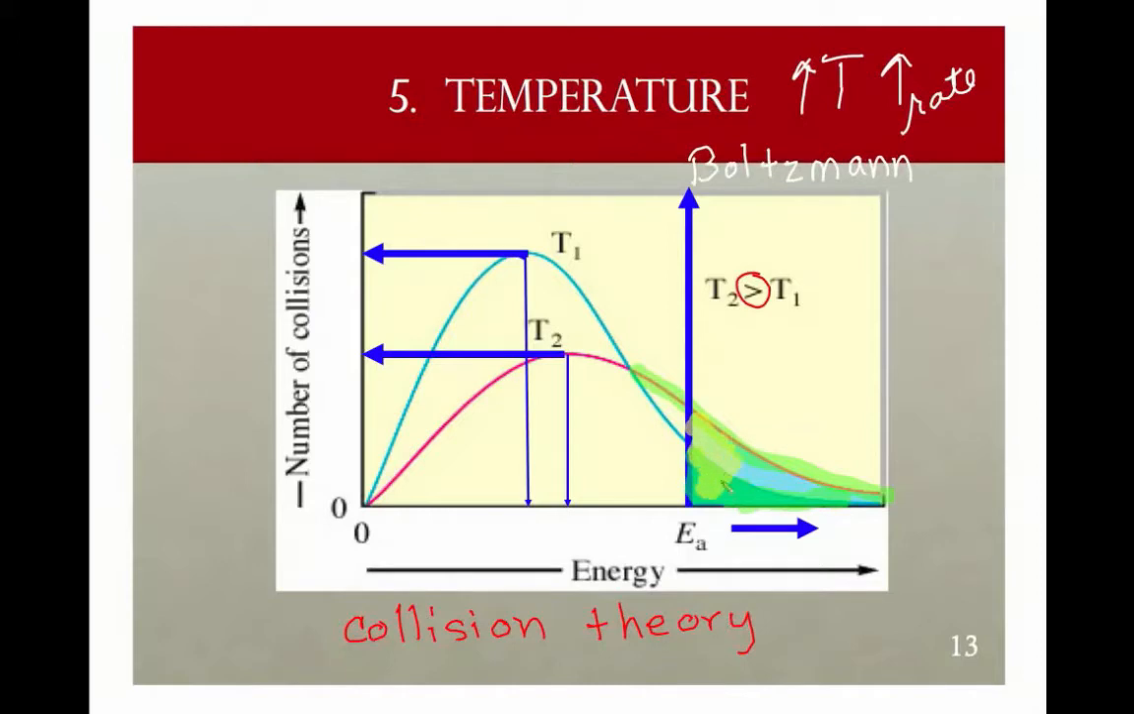Now, when I increase the temperature, I get many, many more collisions that are effective. It's the whole area under the curve that represents our effective collisions. So by increasing the temperature, we increase the energy of the collision and we increase the fraction of molecules that have sufficient energy to make it up and over that activation energy curve.